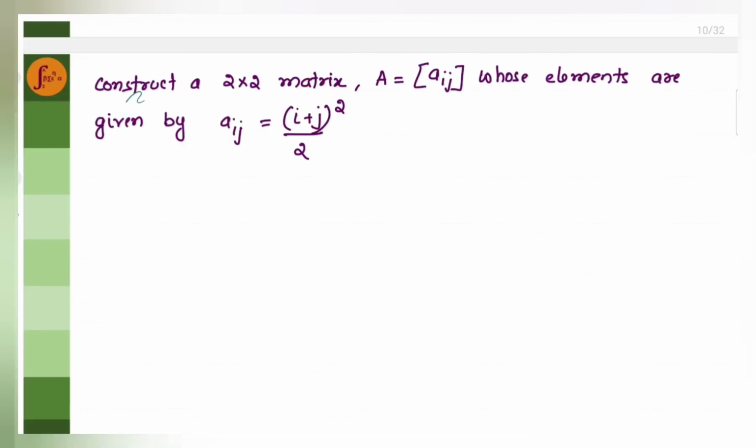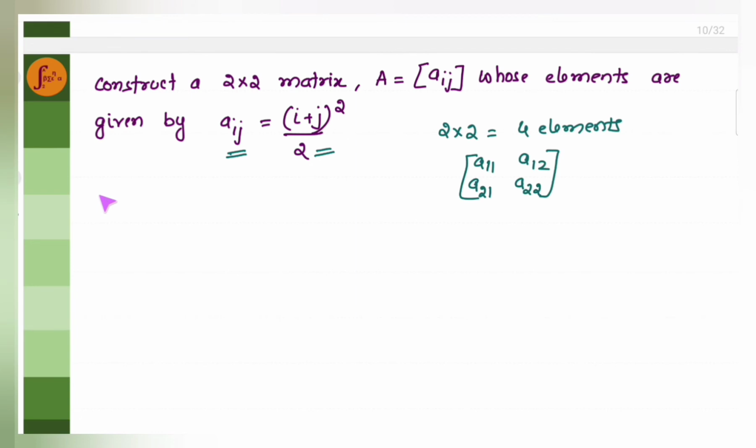Now let's take another example where we have to construct a 2 by 2 matrix where the element is represented as Aij, whose elements are given by I plus j the whole square by 2, right? So each of the elements has to follow this expression. So what we will do, it's a 2 by 2 matrix. That means there are 4 elements, right? And the matrix is going to be like this: A11, A12, A21, A22, right?